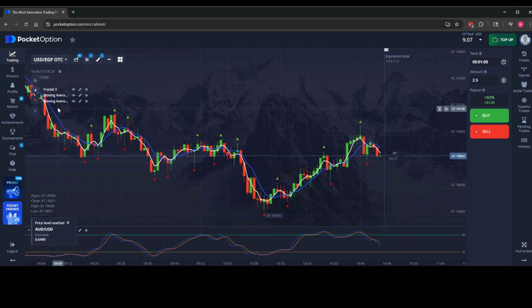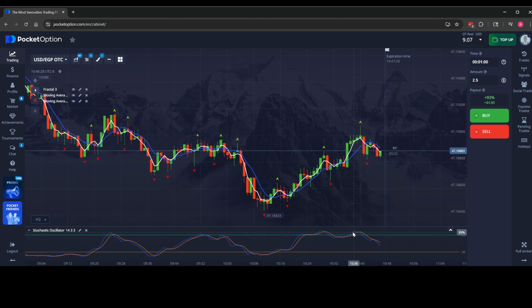As usual, I'm trading and practicing the same strategy, which is SMA crossover with fractals. These little arrows here are the fractals, and the two lines, the white and the blue, are the SMA. I also like to use the stochastic oscillator, which tells you if it's overbought whenever it's above the 80% line, or oversold whenever it's below the 20% line. That helps give an additional confirmation.